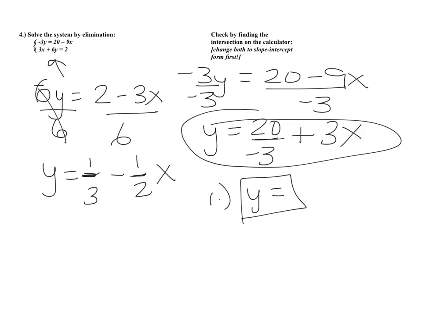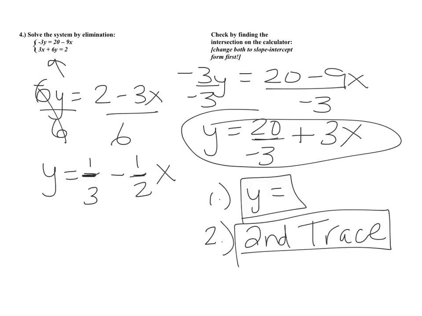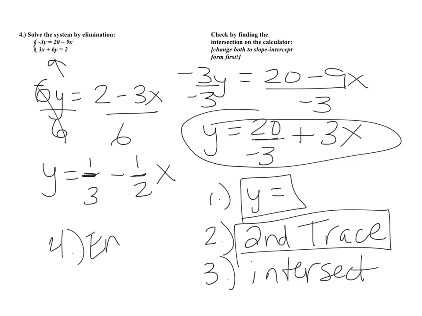The next thing that we're going to do is we've got to calculate something, right? So you're going to hit second trace, because above trace says calc. So we hit second trace. And once you're in second trace, we are going to choose intersect. And then honestly, once you're in there, just hit enter, enter, enter. So to get the answer, you hit enter 3 times.